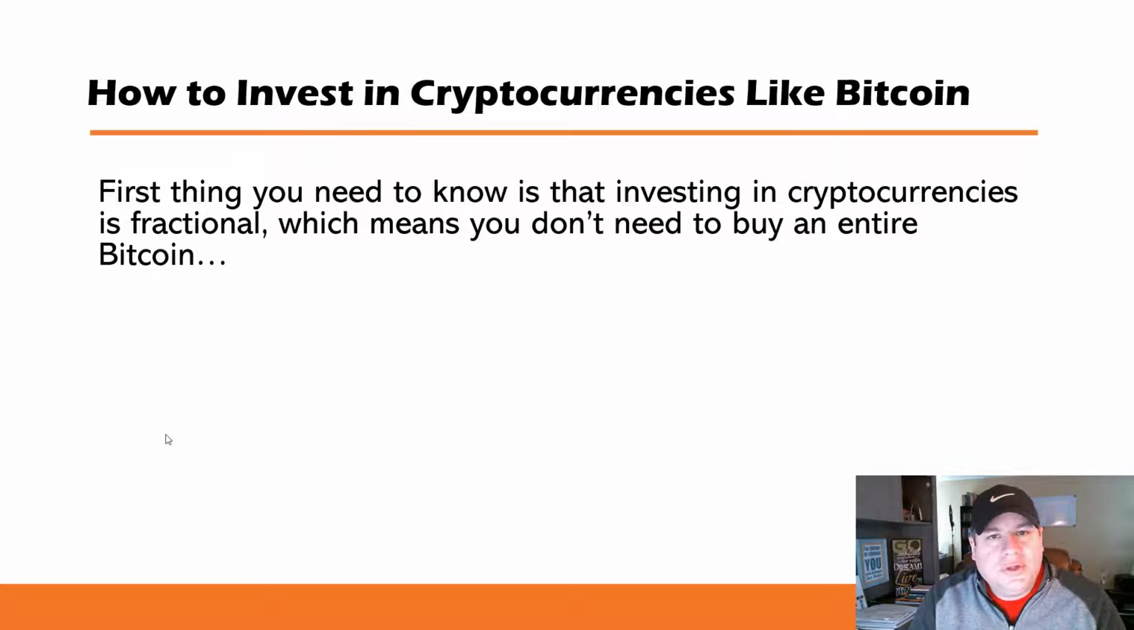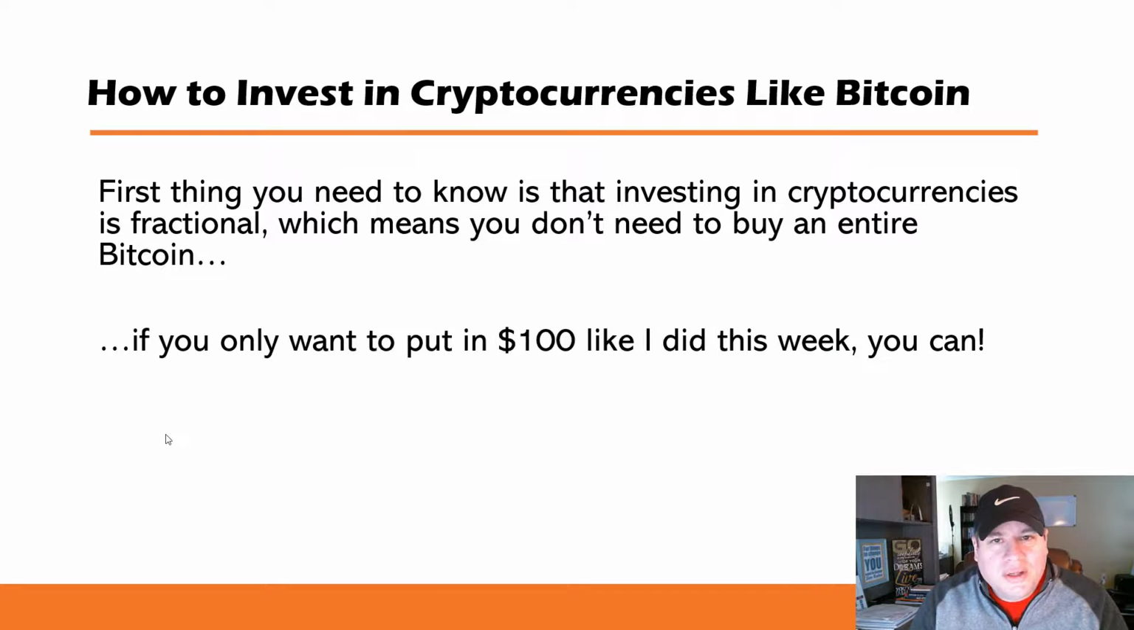It's fractional. So you can just buy a fraction of a Bitcoin, right? You can buy as much as you want with any amount that you want. So if you only want to put $100 in, like I did this last week, you can, right? And that just gives you a fraction of a Bitcoin. But if you can even imagine, you put $100 in this week at $44,000, you don't do anything with it, and it goes up to $100,000 in value, that $100 could actually have a pretty good rate of return, right?